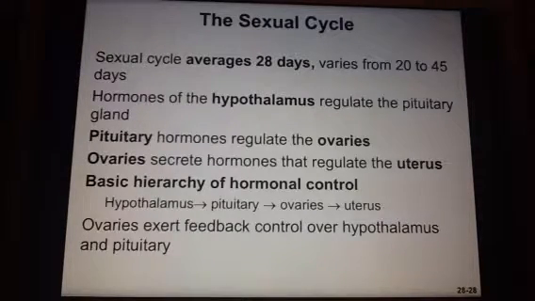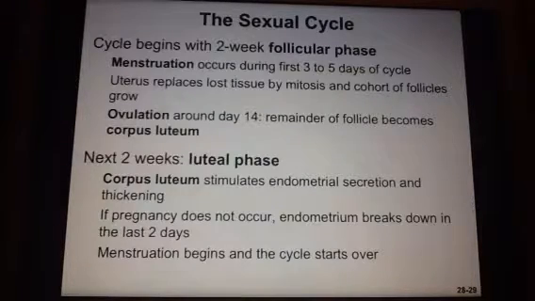That regulates the pituitary, and then those hormones regulate the ovaries, and then the ovaries secrete hormones that regulate the uterus. So that kind of gives you a hierarchy of the hormonal control right there. But the ovaries exert feedback control over the hypothalamus and pituitary. They're sending messages back when it's time to slow down the hormonal secretion. So let's take a look at the breakdown of the cycle.